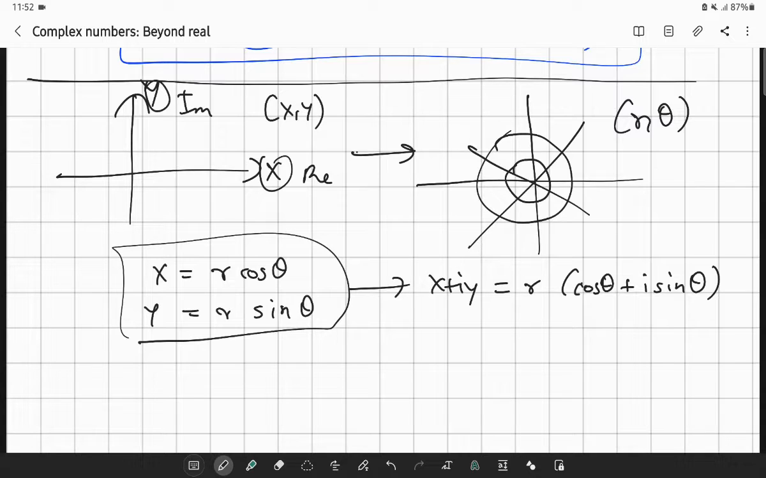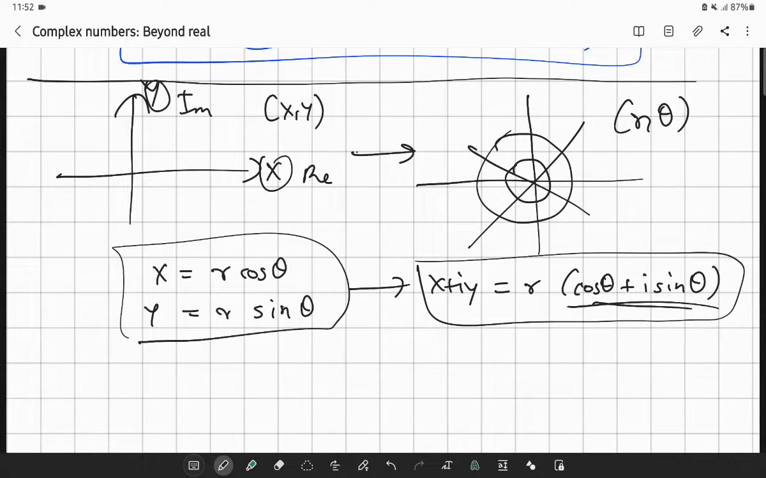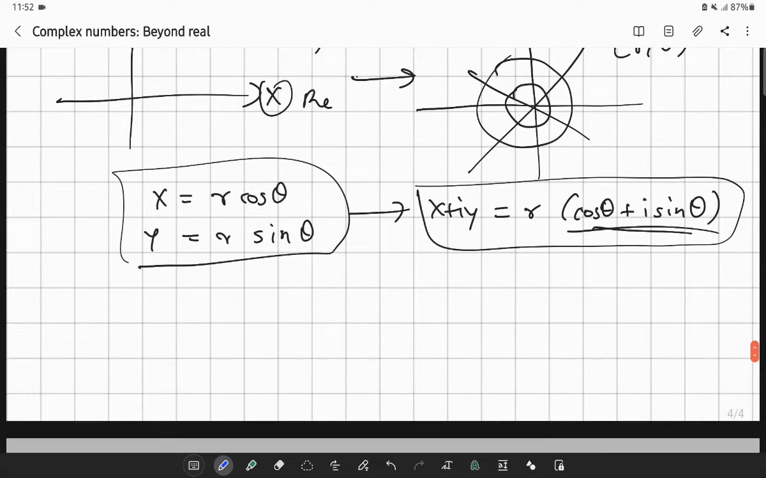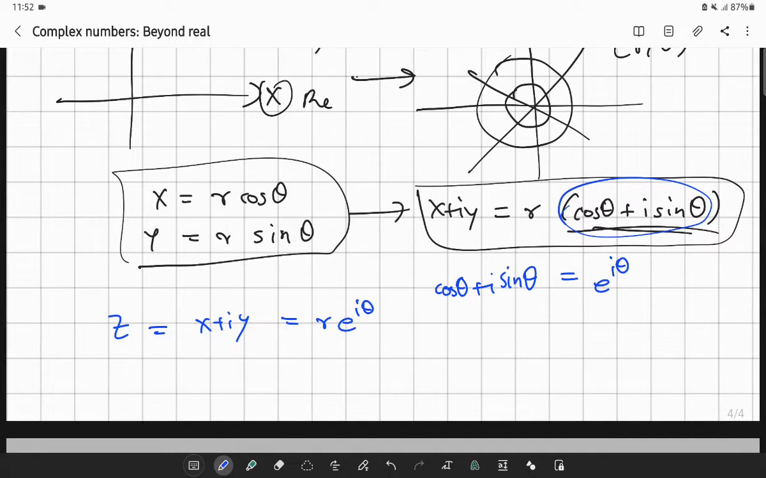Now this is the polar representation of complex numbers, but there is a really nice trick that we can use to simplify this even further. I think you might have seen this in high school. The term cos theta plus i sine theta is in fact equal to e raised to i theta. This is my claim, and I'm going to prove this to you in a moment. So basically z equals x plus iy is the standard form, and the polar form is r e raised to i theta, which is equal to r times cos theta plus i sine theta.